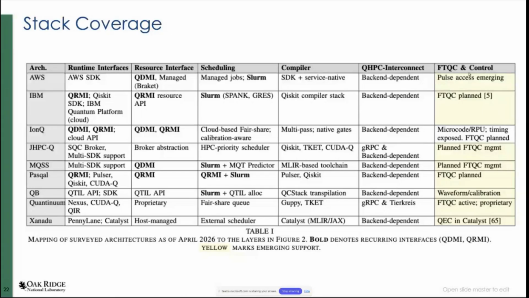had here the exposing of the control electronics behavior, like which stacks expose the control electronics. That's why for IonQ, for example, you have this microcode RPU and timing exposed, because as far as I understand, within the IonQ cloud, they expose some timing information that can be ingested by the scheduler to make some scheduling decisions. But that's within the IonQ internal stack, right? And I'm just not sure if it makes sense to go into that level of details in this table or not.